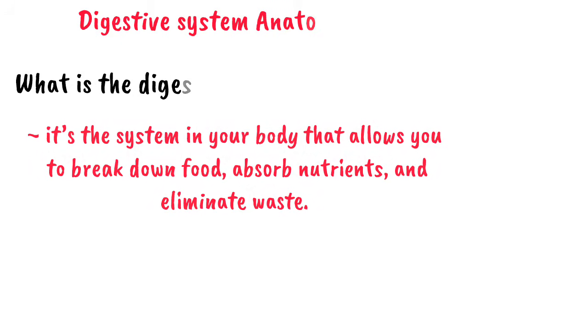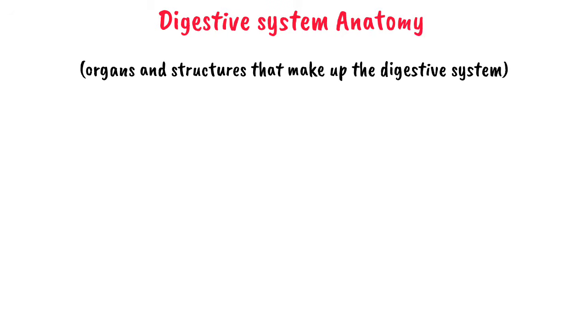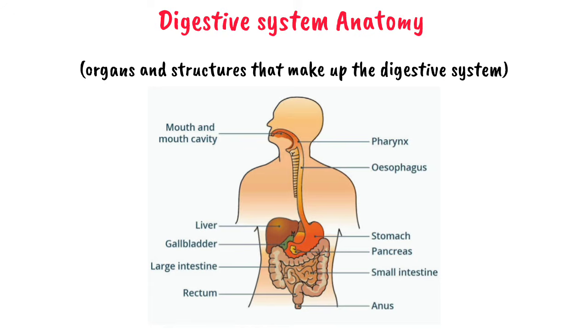Now, let's start with the anatomy, which is the organs and structures that make up the digestive system. And then we'll go into the physiology, or how these organs actually do their job. So, the anatomy of the digestive system. The digestive system is essentially a long muscular tube that runs from the mouth to the anus, along with accessory organs that help in digestion.